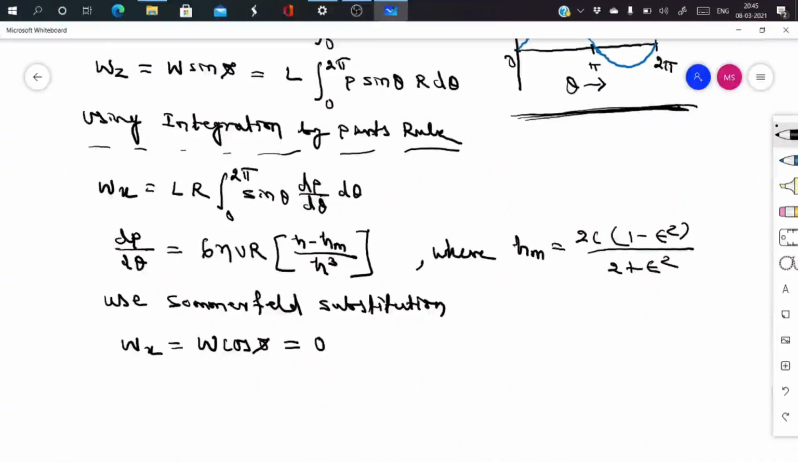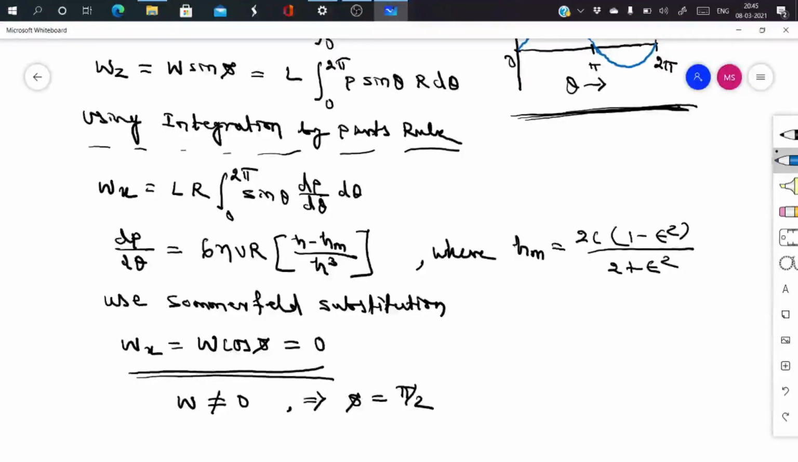Now in this expression, what we got is W cos phi equal to 0, which obviously means, since W is the load acting on the journal, W is not equal to 0. That means your phi equal to pi by 2. Okay, if W is not equal to 0, then phi has to be pi by 2 to satisfy this.